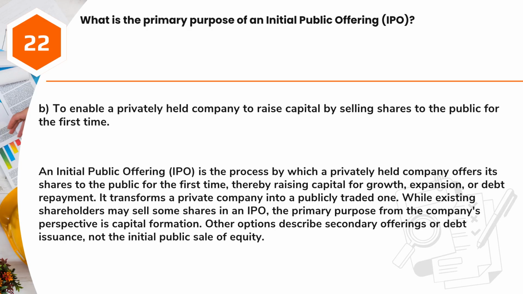Answer, B. To enable a privately held company to raise capital by selling shares to the public for the first time. An initial public offering, IPO, is the process by which a privately held company offers its shares to the public for the first time, thereby raising capital for growth, expansion, or debt repayment. It transforms a private company into a publicly traded one. While existing shareholders may sell some shares in an IPO, the primary purpose from the company's perspective is capital formation. Other options describe secondary offerings or debt issuance, not the initial public sale of equity.